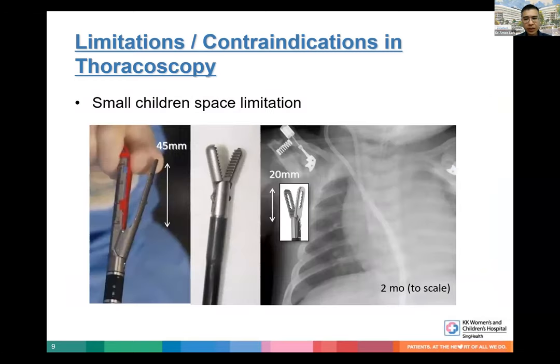This is obvious. This is an image to scale. You see a classic 45mm stapler and thoracoscopic grasper next to the chest of a two-month-old, and you can imagine there isn't very much space to navigate those instruments in that limited chest cavity.